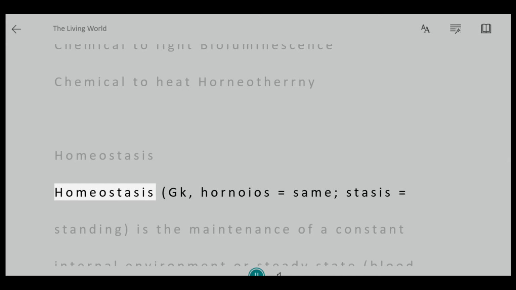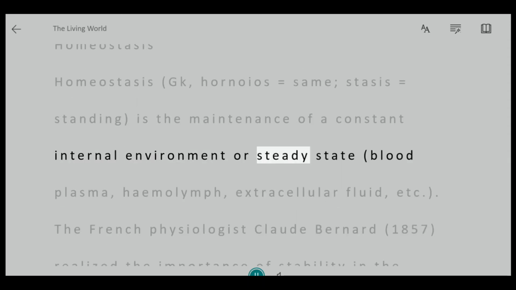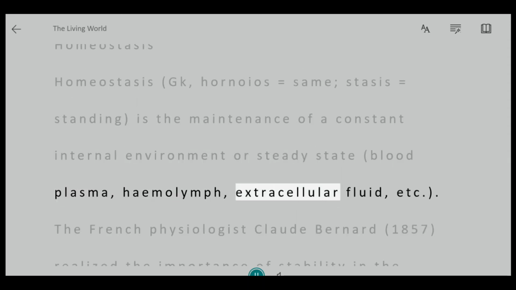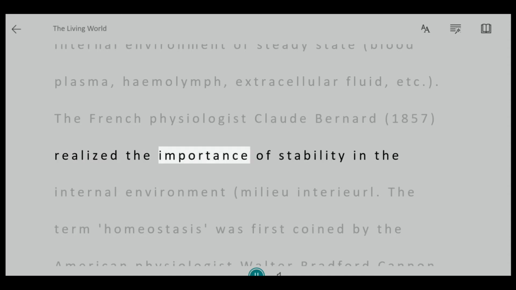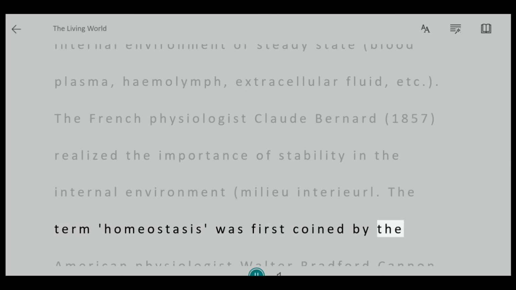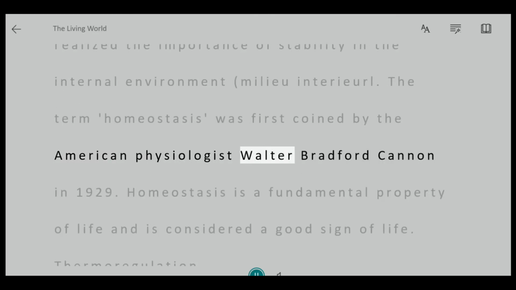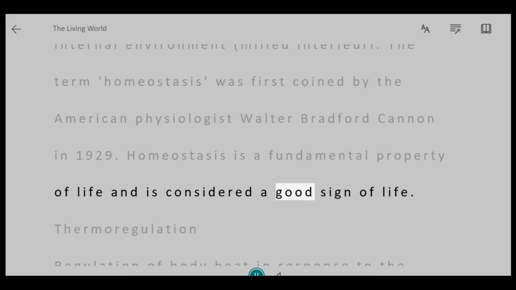Homeostasis. Homeostasis, Greek homoios equals same, stasis equals standing, is the maintenance of a constant internal environment or steady state, blood plasma, hemolymph, extracellular fluid, etc. The French physiologist Claude Bernard, 1857, realized the importance of stability in the internal environment, milieu intérieur. The term homeostasis was first coined by the American physiologist Walter Bradford Cannon in 1929. Homeostasis is a fundamental property of life and is considered a good sign of life.